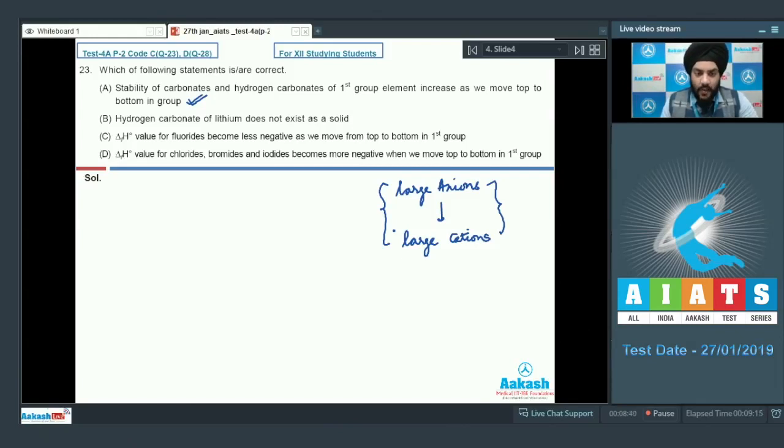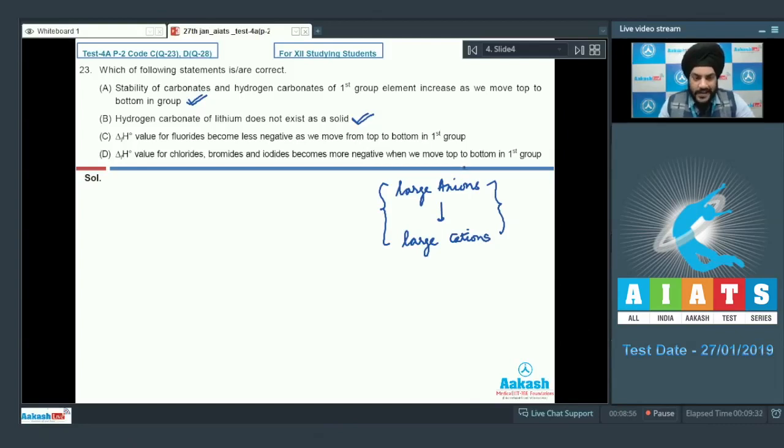Let's look at the B option now. Hydrogen carbonate of lithium does not exist as a solid. This statement is also correct, students. We've just seen that the stability increases as we move from top to bottom. So the lithium bicarbonate is not very stable and it does not exist as a solid. Now, look at option C and option D.